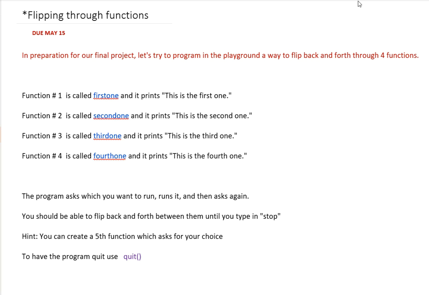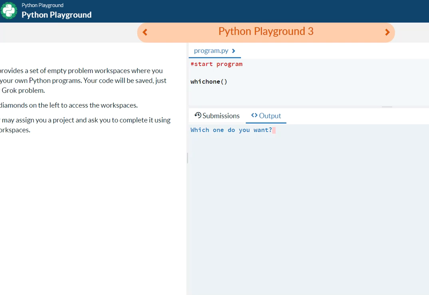What I'm going to show you is what that looks like when it's running. So let me see if I can get to this Grok piece of it. Okay, so here you go. You can't see the program because it's up here, so you can't see how it is. But the whole program starts with a function that I called which one, which is the choice function. All right, so here I'm going to say, which one do you want? I'm going to say second. And it prints out, this is the second one. So now I'm going to say first. This is the first one.